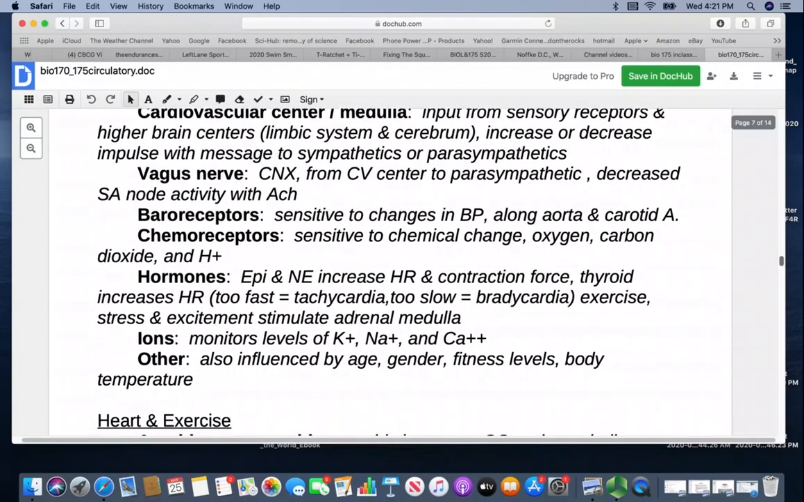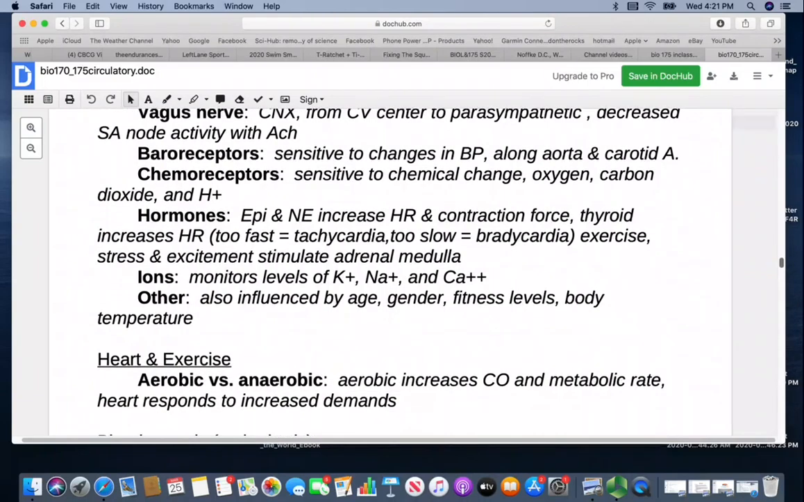Epinephrine and norepinephrine will increase the heart rate and contraction force. Thyroid hormone can increase the heart rate as well. When it's too fast, we refer to it as tachycardia. When it's too slow, we refer to it as bradycardia. Exercise, stress, and excitement all stimulate the adrenal medulla and speed up the heart rate. So ions can influence this. The body will monitor levels of potassium, sodium, and calcium. Other influences can be your age, your gender, fitness levels, and body temperature.